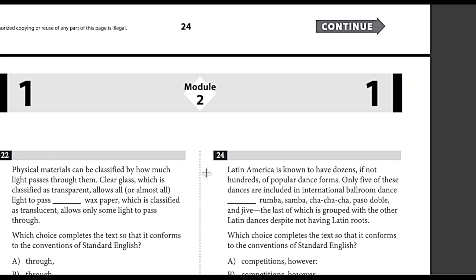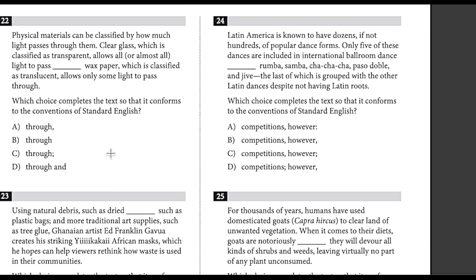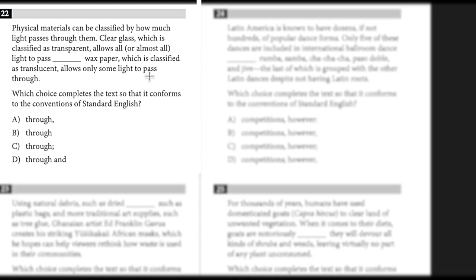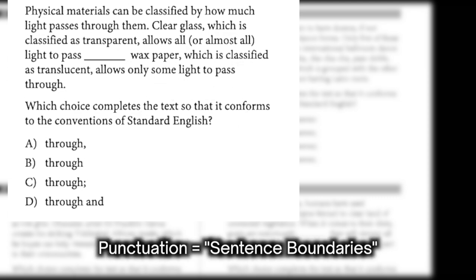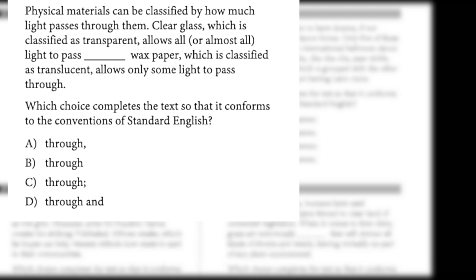All right, let's find some more challenging ones in one of the challenging sections here. Clear glass, which is classified as transparent, allows all light to pass through wax paper, which is classified as translucent. All right, so here we're looking at punctuation. Clear glass, I'm going to get rid of this to make things easier on myself. When you're going through, you can just sort of mentally ignore this. I just want to show you what I'm choosing to mentally ignore. Clear glass allows all light to pass through wax paper, which is classified as translucent, allows only some light to pass through.